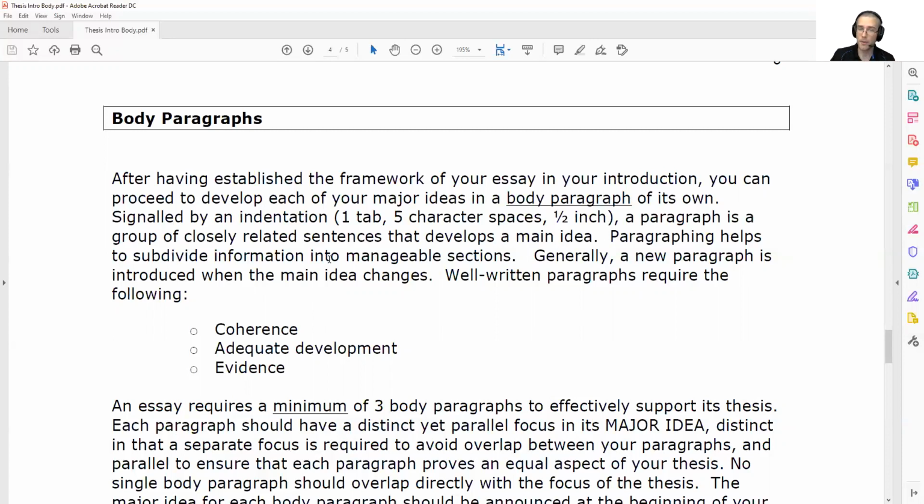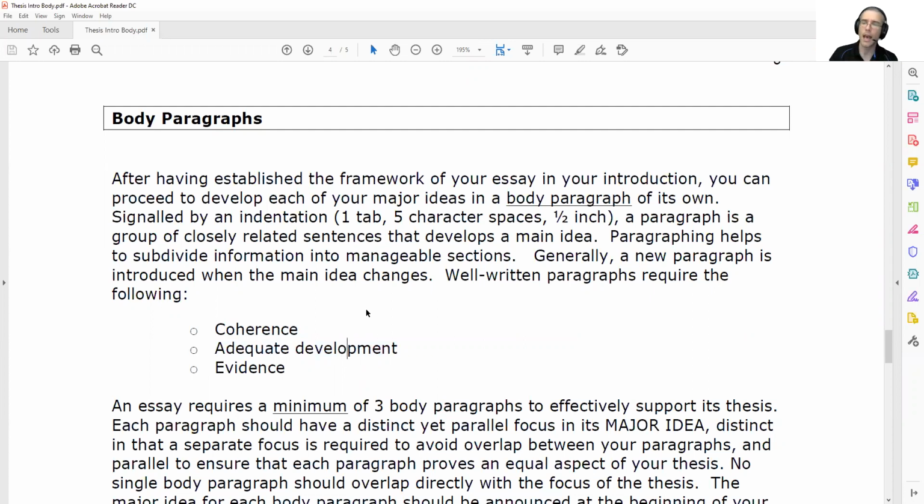Paragraphs help to subdivide information into manageable sections. Generally, a new paragraph is introduced when the main idea changes. Well-written paragraphs require the following. You require coherence, adequate development, and evidence. Coherence means that everything coheres together, it sticks together. Your paragraph is focused around proving one main idea, and everything comes together in the paragraph to prove that one thing.